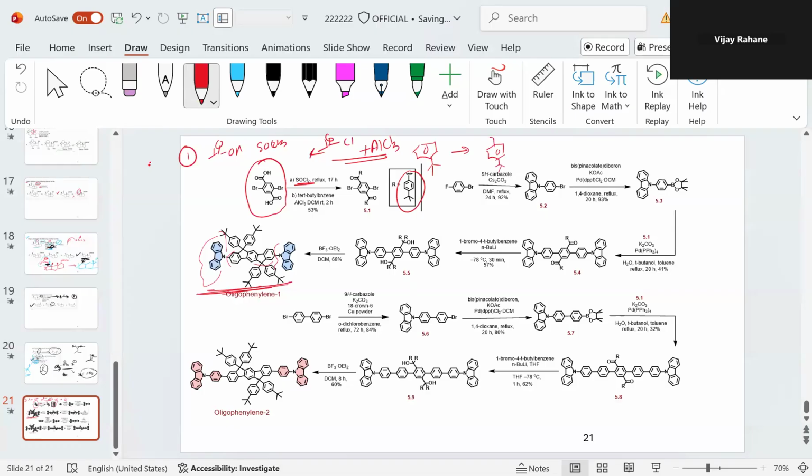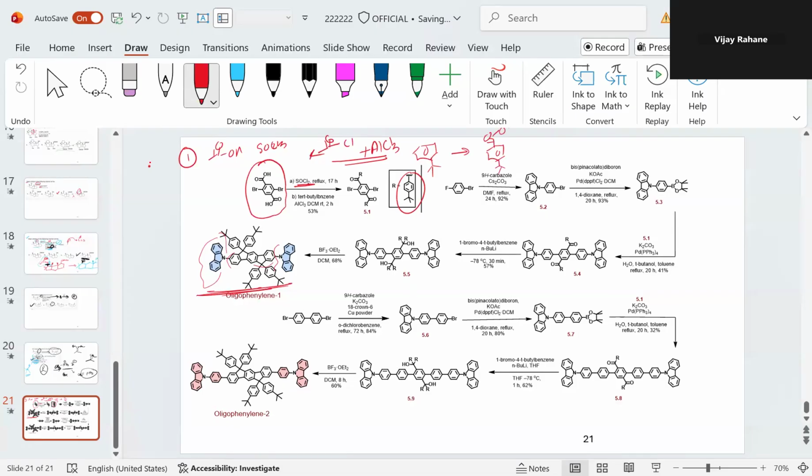It works at the ortho or the para position, to the electron-rich group. In this case, the electron-donating group is the tert-butyl group attached on this benzene. The ortho position is sterically less reactive than the para position. Therefore, we get selectively this para acylation product. So this is the product we get in the acylation reaction.